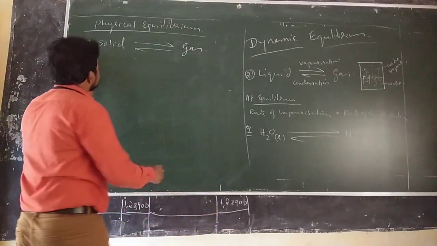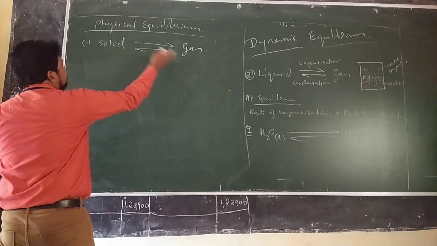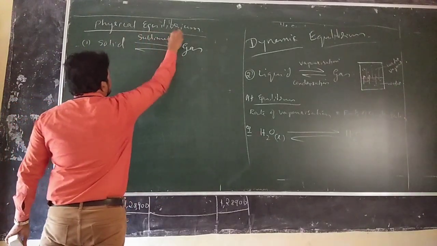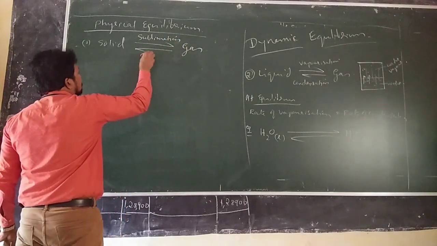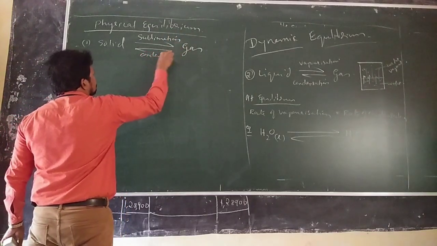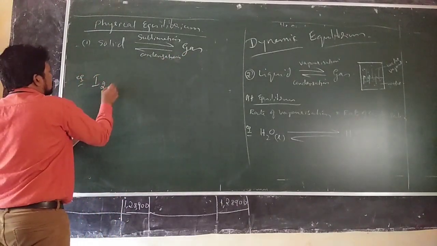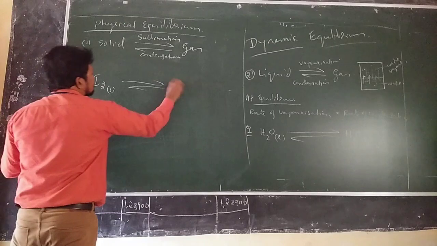Again a closed system. Solid becoming gas is called sublimation. Gas becoming solid is called condensation. Here I will give you some examples. Iodine solid to iodine vapors.